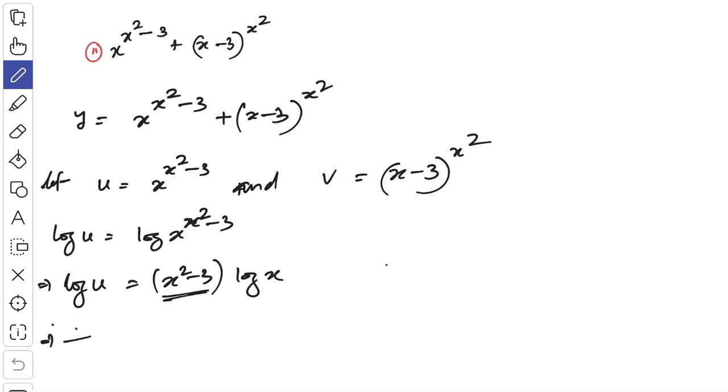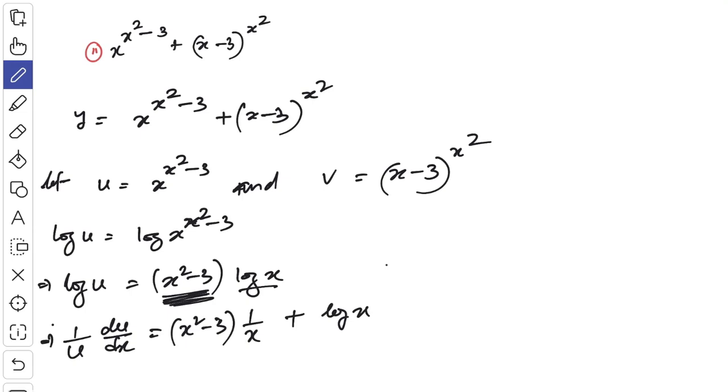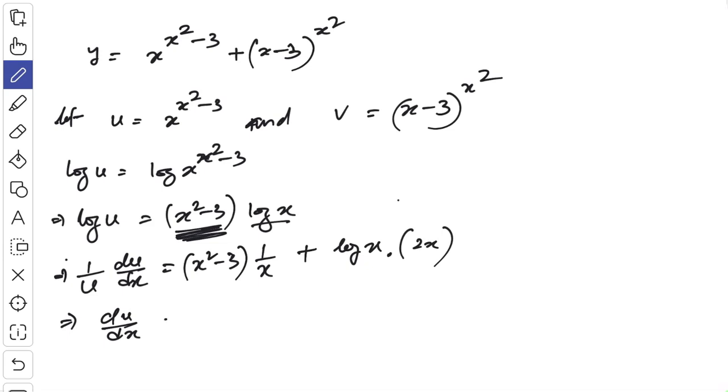If you differentiate it, then you will get 1 by u, and as u is a function of x, you will get du by dx again. Here the first function is x square minus 3 and the second function is log of x, whose derivative is 1 by x. Then again, the second function is log of x and the derivative of x square minus 3 is twice x. So hope you have understood this. Then you will get du by dx is equal to u into (x square minus 3 by x plus twice x log of x).